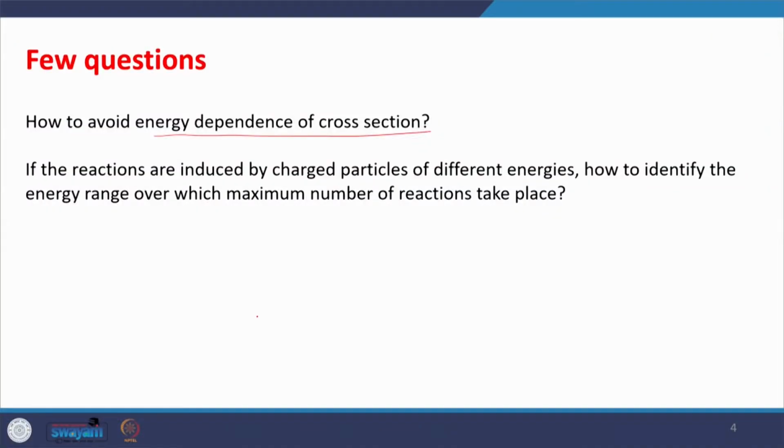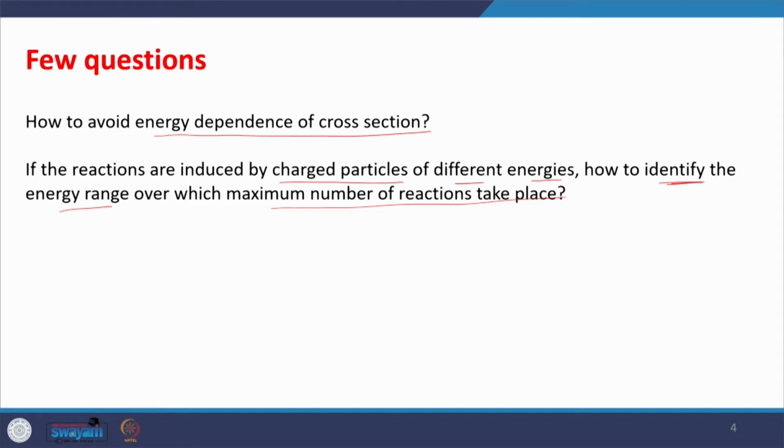So, listen to the questions carefully and try to understand, otherwise it is difficult to understand the concepts which I am going to discuss in today's lecture. Okay? If the reactions are induced by charged particles of different energies, how to know the energy range over which maximum number of reactions take place? So, with this question it must be clear to you.